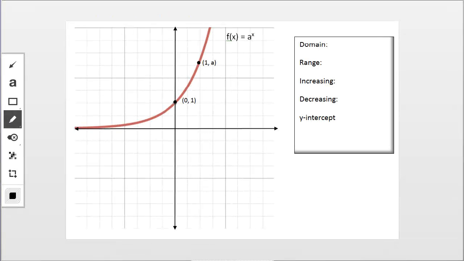So looking at this function, f of x equals a to the x, what is its domain? x can go from negative infinity to infinity. What is the range? Well, y approaches 0 but never quite touches it. So open bracket, 0 to positive infinity. Where is it increasing? From negative infinity to positive infinity. Where is it decreasing? It's not. And what is the y-intercept? The point (0, 1).